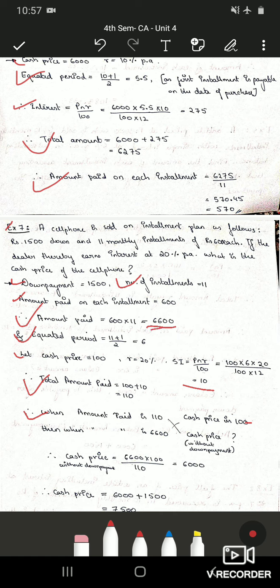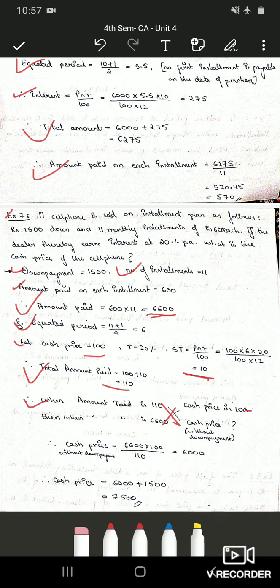Now in this we have not included the down payment. So now we will see what will be the cash price. And here also, while calculating the total amount paid, we are calculating interest on the cash price, right? So it is cash price plus interest. We have not included the down payment. So here the cash price will be without down payment. So what you have to do? Cross multiply. Therefore the cash price without down payment will be 6,000 rupees.